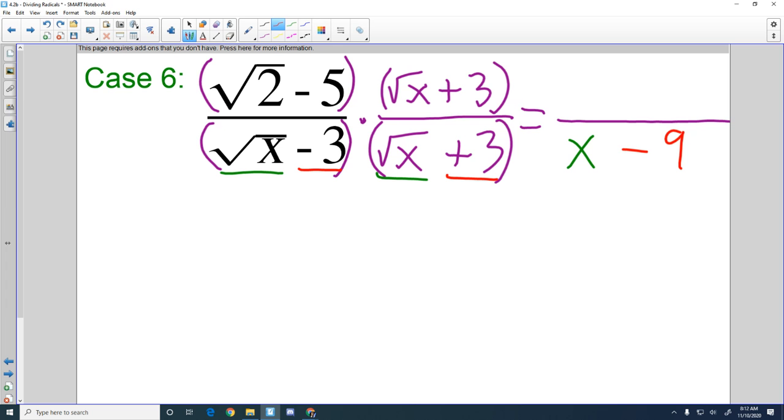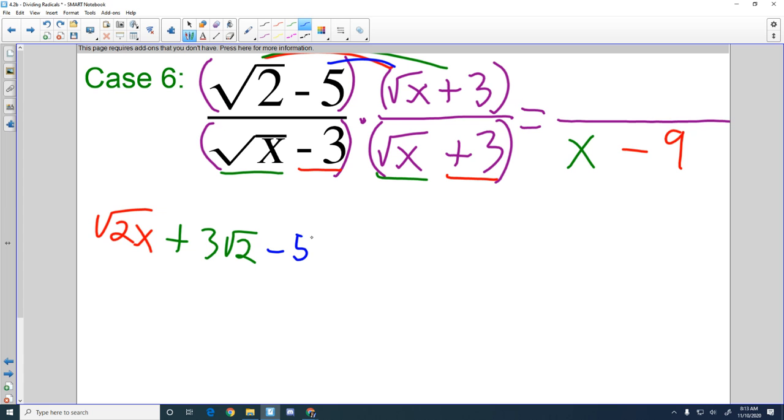In our numerator, though, we're going to have to do a little bit more work. Are those conjugates in the numerators? No, they're not, unfortunately, which means we do have to multiply all 4 different combinations together, just like our warm-up was today. So we got root 2 times root x, which is root 2x. Root 2 times 3, which we'd write as 3 root 2. Then I distribute the negative 5 times root x, which is just negative 5 root x.